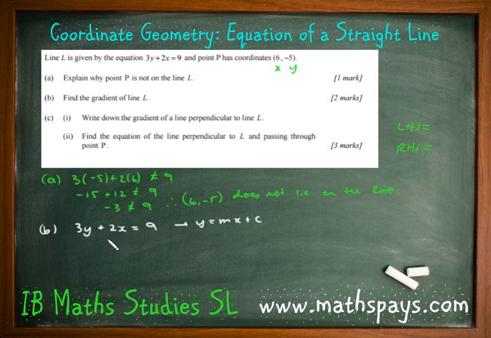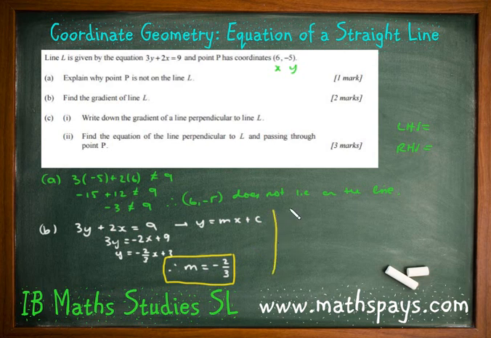And I think we may have even done this question previously. 3y equals negative 2x plus 9. I'm going to divide it all by 3. Y equals negative 2 on 3 x plus 3. So therefore, the gradient equals negative 2/3. Okay, so that's that first method, I guess, of finding the gradient via the equation.